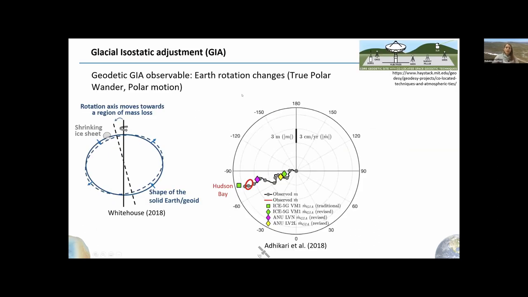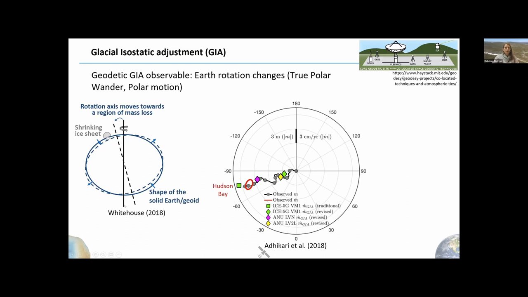Then we have the changes in the Earth's rotation parameters as one of the GIA observables. We have, for example, true polar wander and polar motion. These are observed by several satellite systems, so what Bennett already mentioned, VLBI, DORIS, and SLR are used to look at the Earth's rotation parameters. And what does it mean? Why does it change when we have ice mass changes?